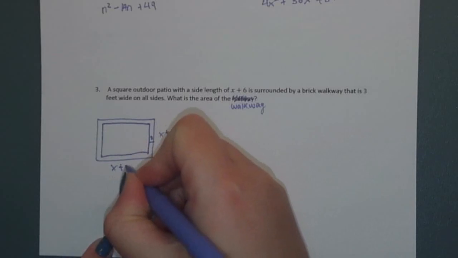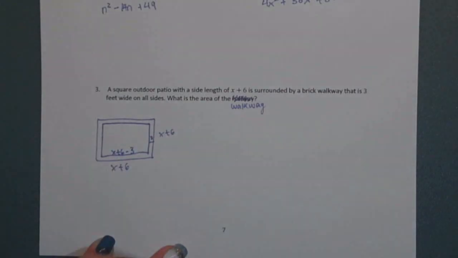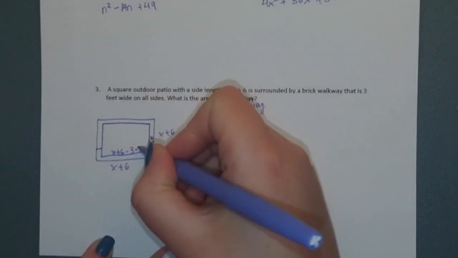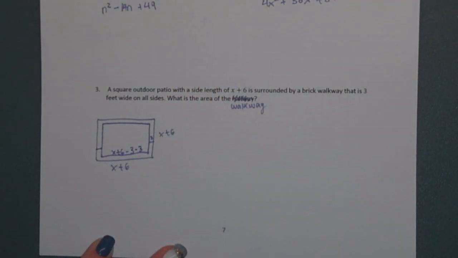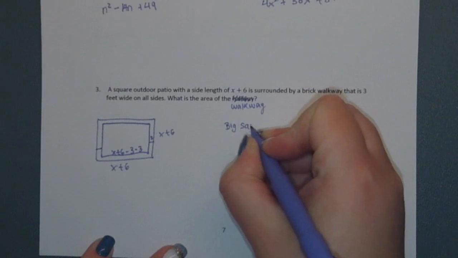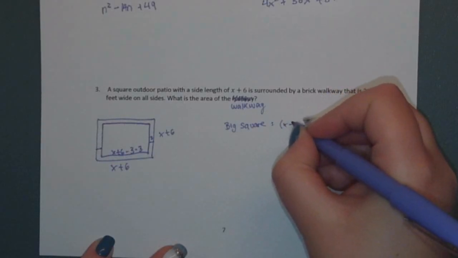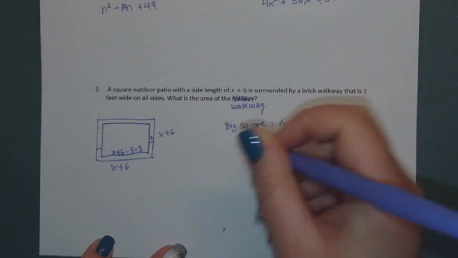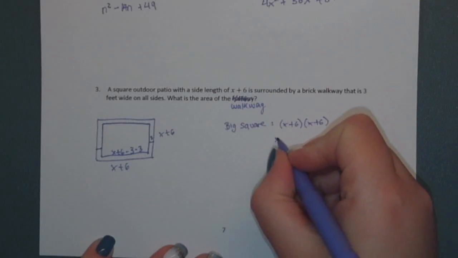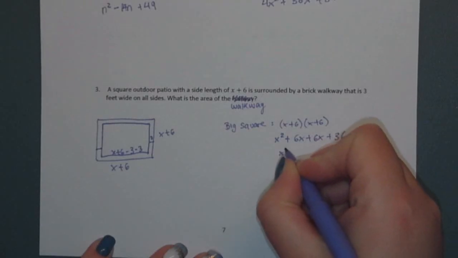So that means the inside length here is going to be x plus 6 minus 3, because we got to subtract the 3 feet from this side, but we also got to subtract them from this side. So we're going to actually have to subtract them twice here, once for each side. So that means the area of our big square, or the entire patio, including the walkway, is x plus 6 times x plus 6, right? Because it's x plus 6 tall, x plus 6 wide. So that means we got to do some FOILing again. So x squared plus 6x plus 6x plus 36. Combine like terms.